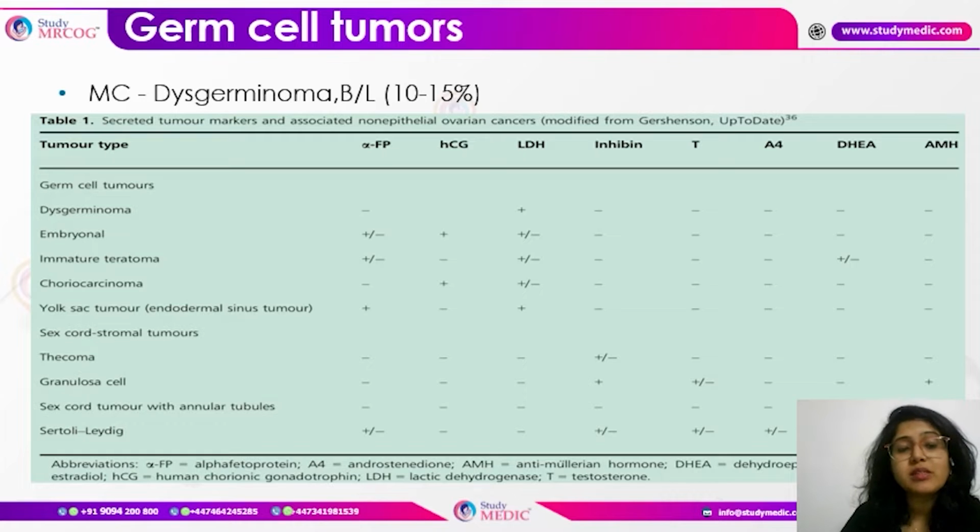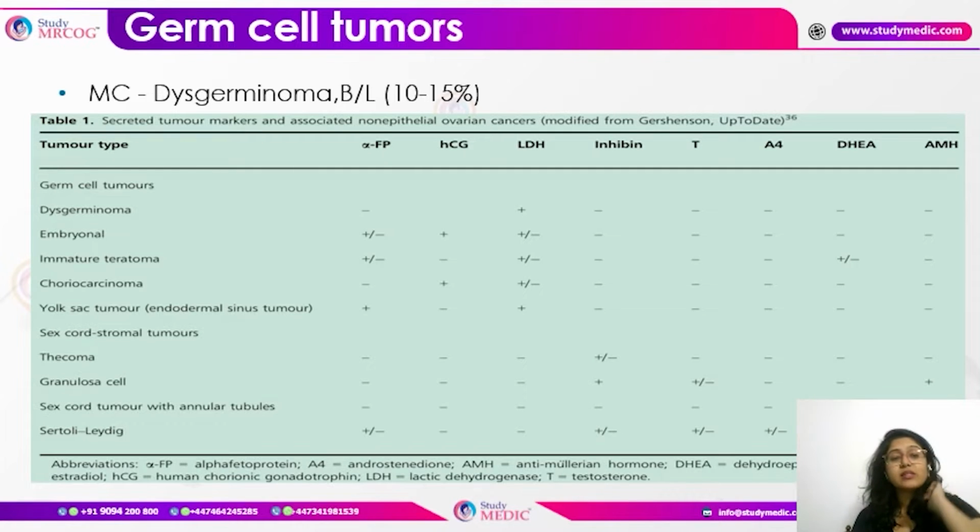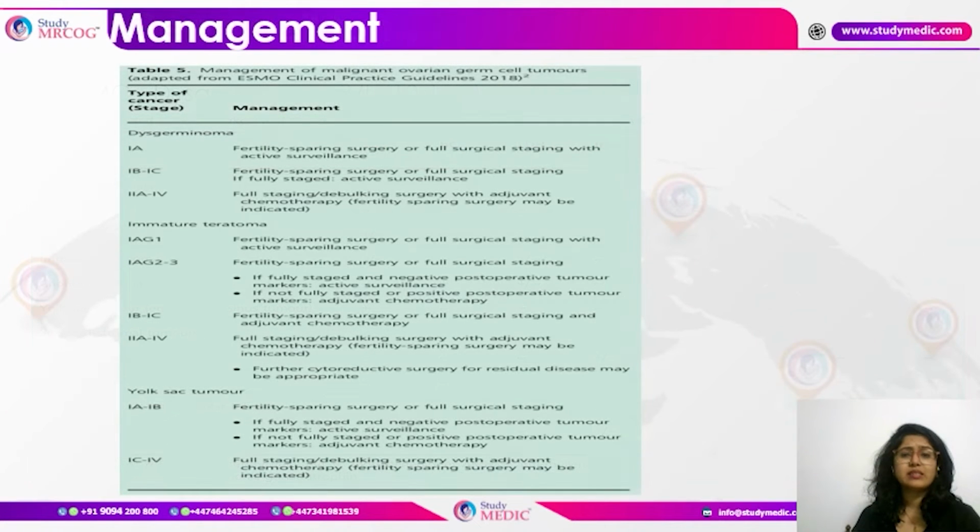Germ cell tumors, the most common malignant germ cell tumor is dysgerminoma, and it is bilateral in around 10 to 15% of the cases. The tumor markers associated with the respective germ cell tumors is again a very easy question which is asked. For dysgerminoma, it is LDH. For yolk sac tumor or endodermal sinus tumor, it is alpha fetoprotein. For the sex cord stromal tumors, that is granulosa cell tumor, is an estrogen secreting tumor, so it is inhibin. And for Sertoli cell Leydig cell tumors, these are virilizing tumors, so usually we test the DHEA testosterone.